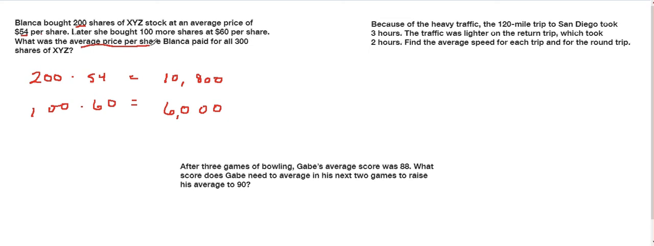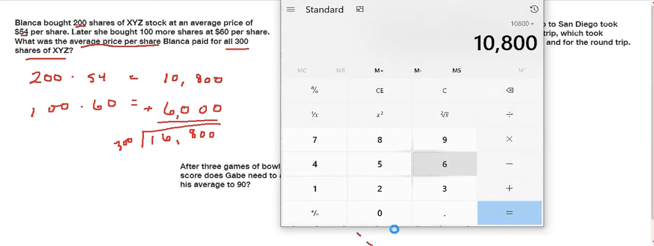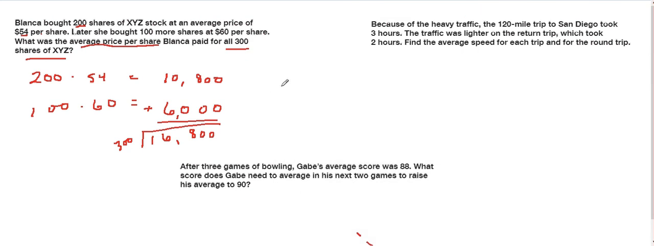Average price per share for all 300 shares. The way we find that is by adding this total price we just found, which comes to 16,800, and divide that by 300. Okay, that answer divided by 300, the average price per share in the end was 56.